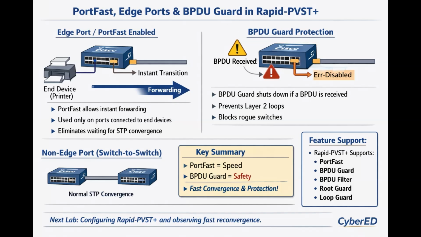BPDU guard. If a BPDU is received on a PortFast enabled edge port, the interface is placed into an err-disabled state, preventing potential layer 2 loops. The security benefit: BPDU guard also prevents rogue or unauthorized switches from being connected to the network, protecting the topology from accidental or malicious loops. Rapid-PVST+ provides fast convergence, improved scalability, and enhanced protection for modern enterprise networks.